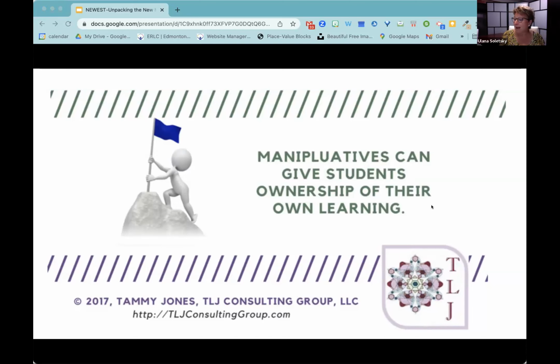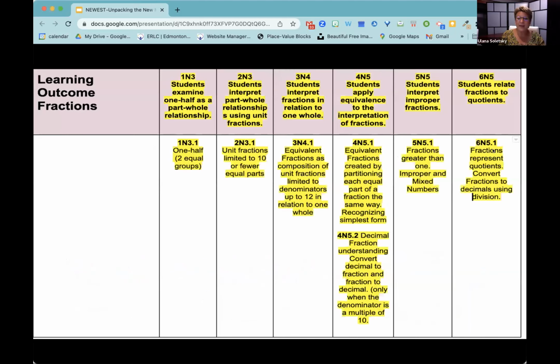Okay. Amy says the extension set of pattern blocks called Deci blocks allows the... Yes. And you know what? I totally love them, and I'm going to talk about those today. Thank you. Okay.